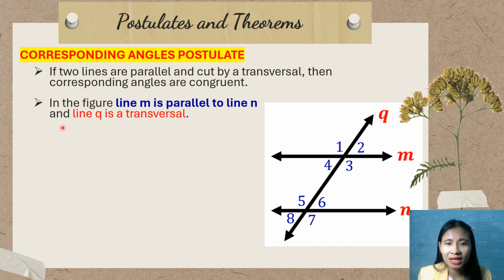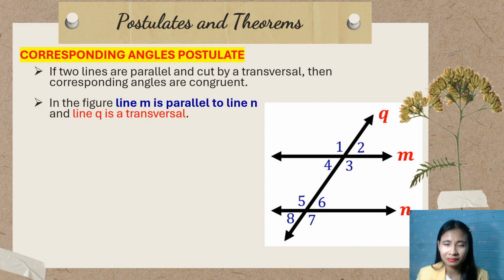Without the statement stating that the two lines are parallel, we cannot assume. So again, in geometry, you cannot assume. There must be a statement, or a geometric figure that shows that the two lines are parallel. Then we have line Q as a transversal. So what do we mean by the corresponding angles postulate? It states that if two lines are parallel, cut by a transversal, then corresponding angles are congruent.